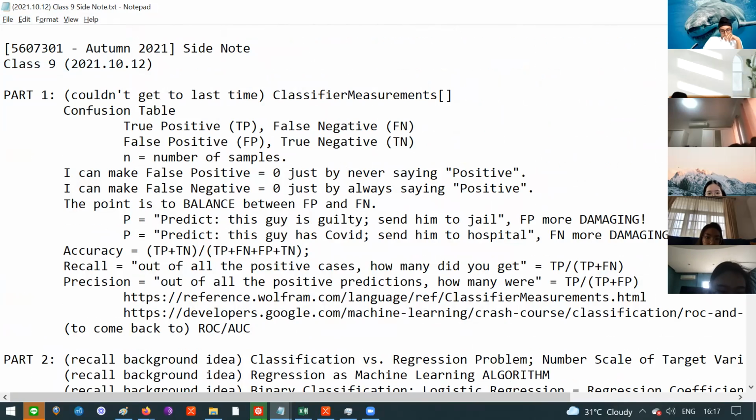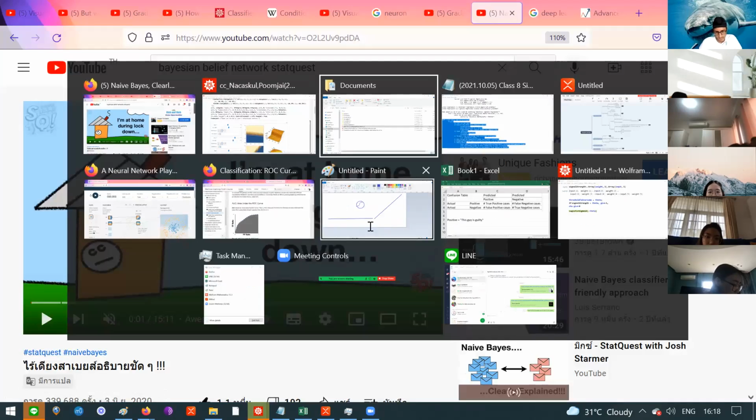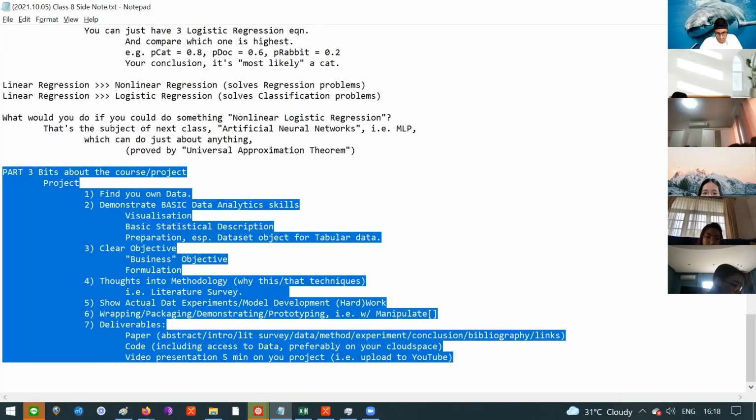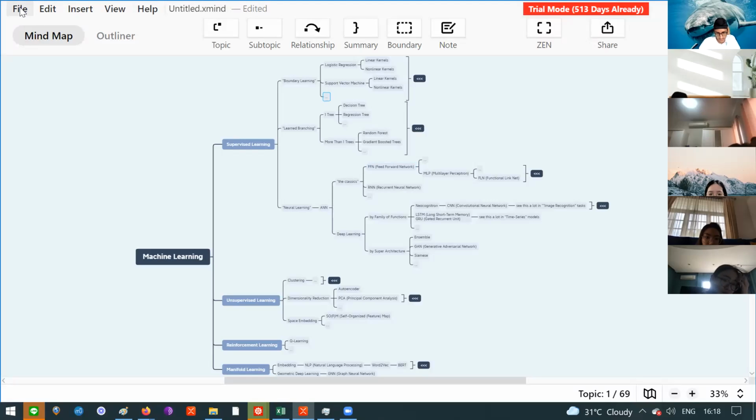Let me save, let me close, and this is the last one. I don't need to close that one. Do you guys want this as well? This is a diagram.